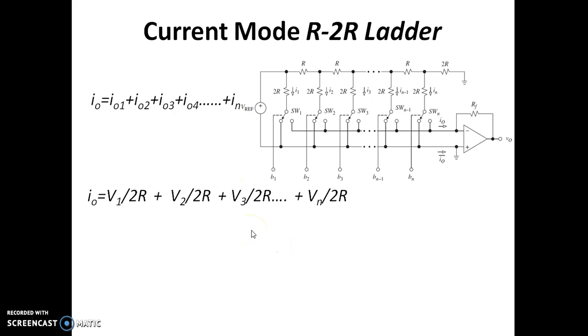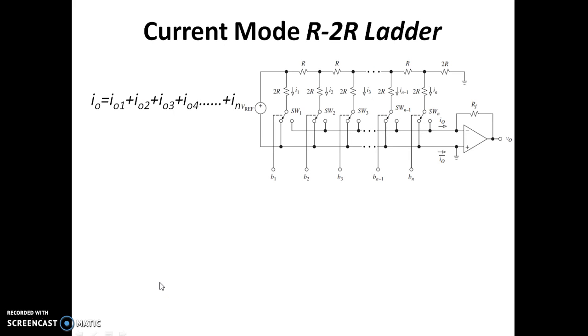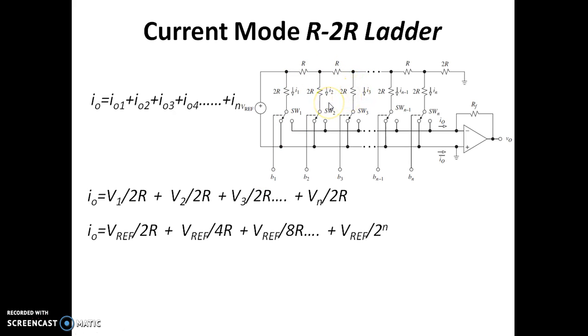So that's what we saw in the previous slide. We had this as V reference by 2 and V reference by 4. So this 2 will become 4R and this 4 will become 8R because you are dividing it by 2R. All the currents are obtained by dividing that nodal voltage by 2R, nodal voltage by 2R, nodal voltage by 2R. So that's what we are having here.